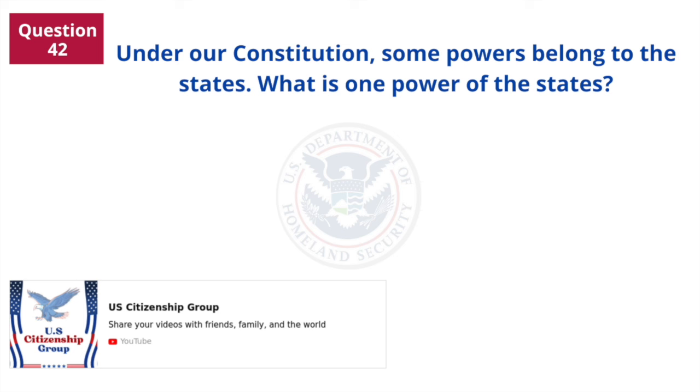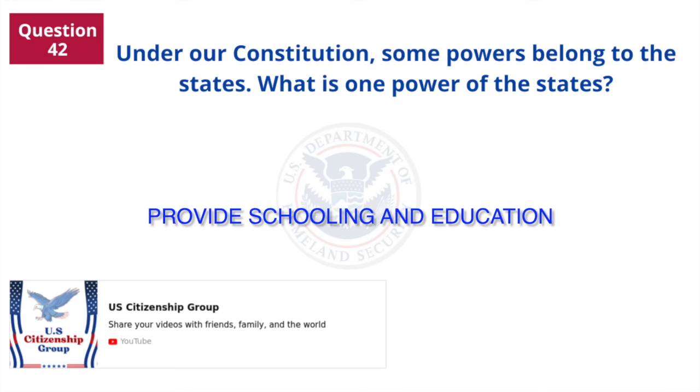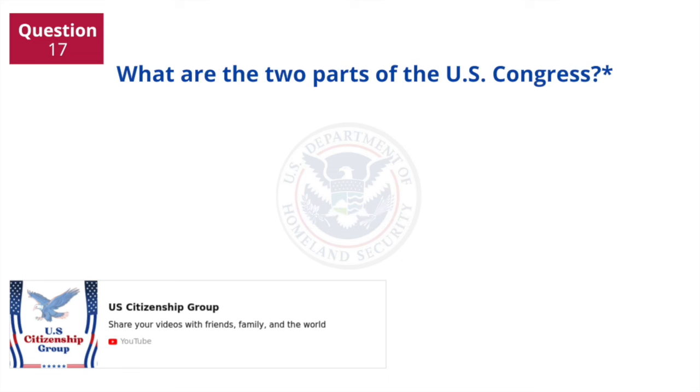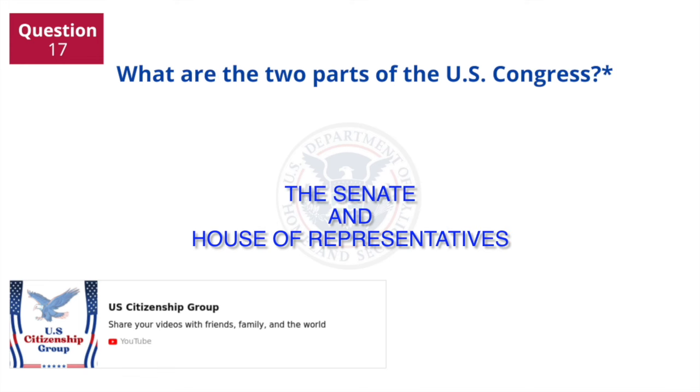Under our Constitution, some powers belong to the states. What is one power of the states? Provide schooling and education. Name one state that borders Canada. New York. What are the two parts of the U.S. Congress? The Senate and House of Representatives.